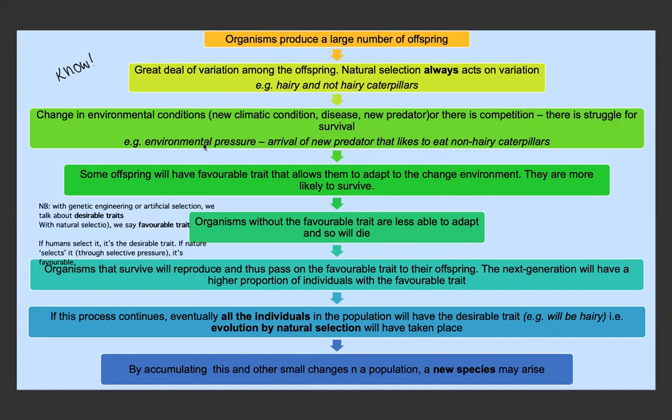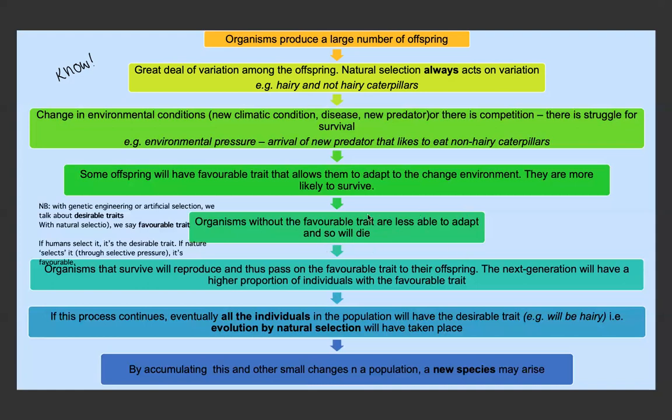We then have a change in the environmental conditions, or there would be competition within the environment. And that means that there's a struggle for survival. Some will survive and some won't. In this case, our environmental pressure could be a new predator, and this predator only eats non-hairy caterpillars. That means that some offspring will have a favorable trait that allows them to adapt to the changed environment, and these ones are more likely to survive. So those with the favorable trait would be the hairy caterpillars that aren't really going to be eaten by the predators. Organisms without the favorable traits are less able to adapt and they will die.